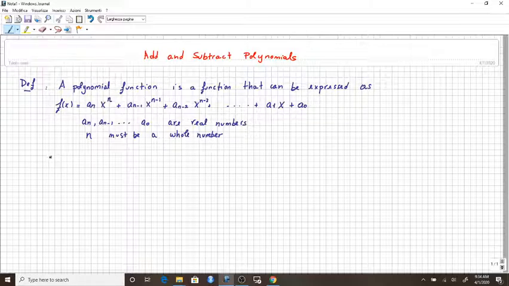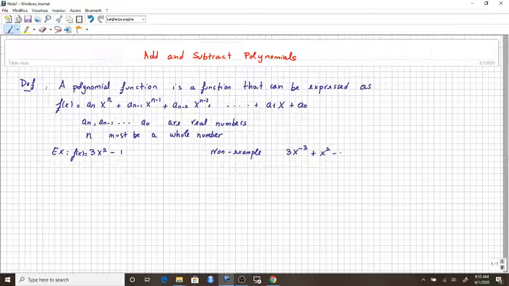So let me show you some examples and a non-example of polynomial function. So an example may be 3x squared minus 1. So let's put an f of x here. So f of x equals 3x squared minus 1. And here I put a non-example. A non-example may be 3x to the power of negative 3 plus x squared minus 1. So what's the difference between the left hand side and the right hand side?